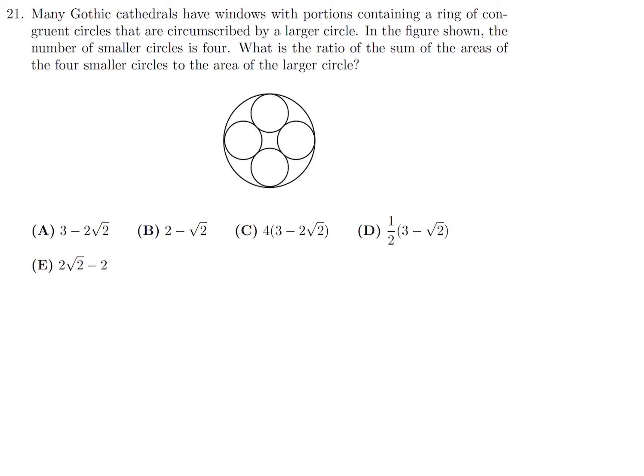Many Gothic cathedrals have windows with portions containing a ring of congruent circles that are circumscribed by a larger circle. In the figure shown, the number of small circles is 4. What is the ratio of the sum of the areas of the 4 smaller circles to the area of the larger circle?